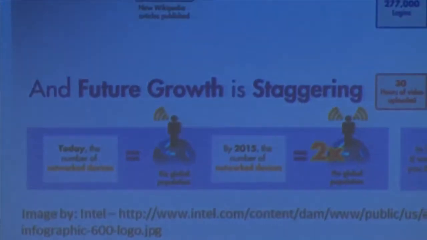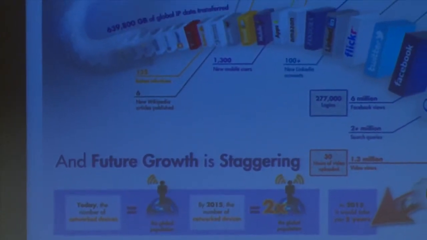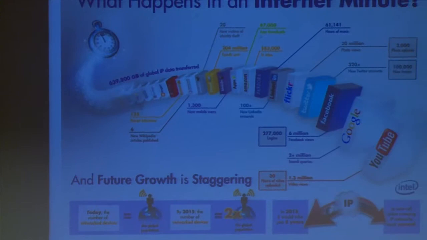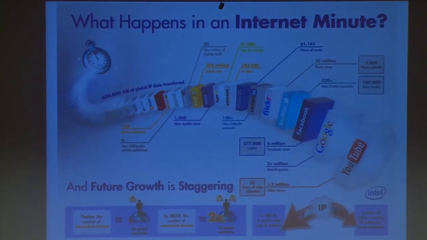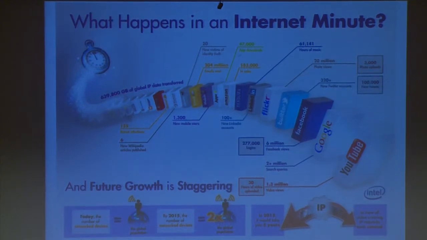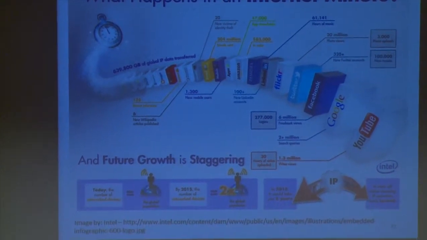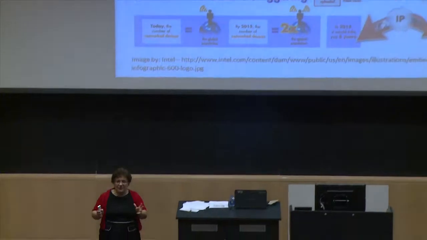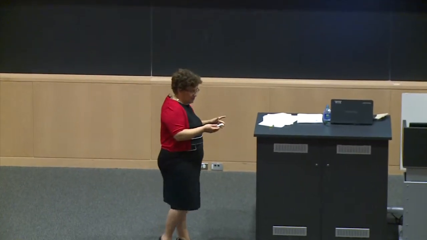Now, what happens in an internet minute? So these are the three things. This is the third one. What happens in an internet minute? There was a big debate over, I think it was the president of Google and someone else the other day, who got into a little bit of an argument over what happens in an internet minute and how much information is being produced.